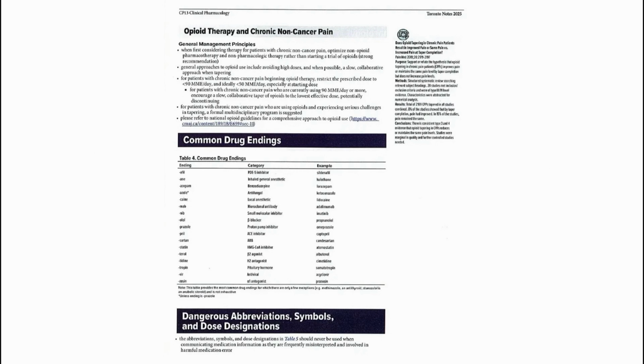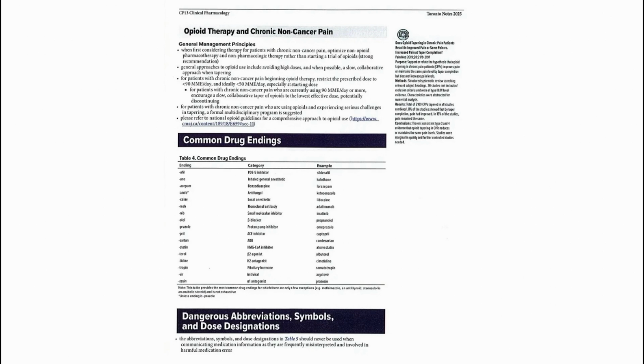Dangers, abbreviations, symbols, and dose designations. The final section introduces an important patient safety concept. Medication errors frequently occur because certain abbreviations, symbols, or dose expressions are easily misread. The page states that the dangerous abbreviations listed in Table 5 should never be used when communicating medication orders because they are associated with harmful medication errors.